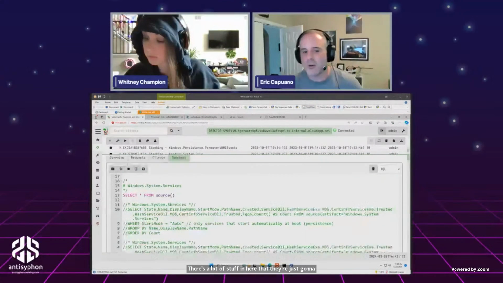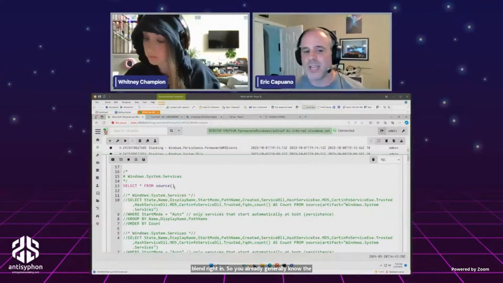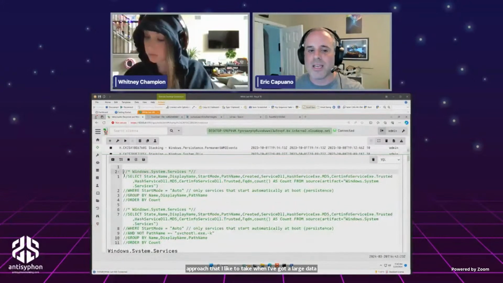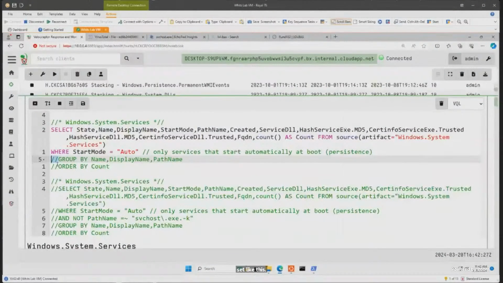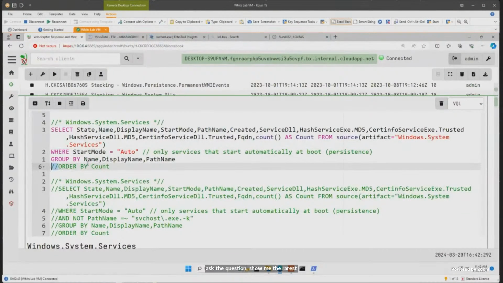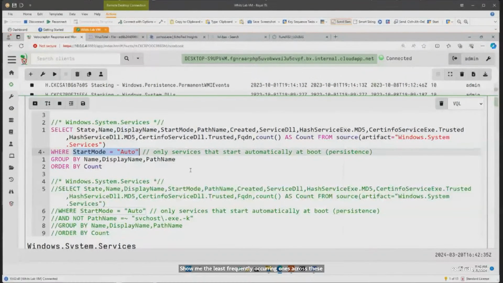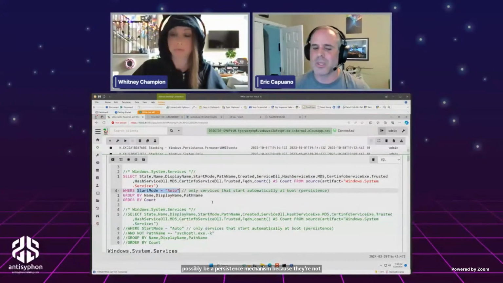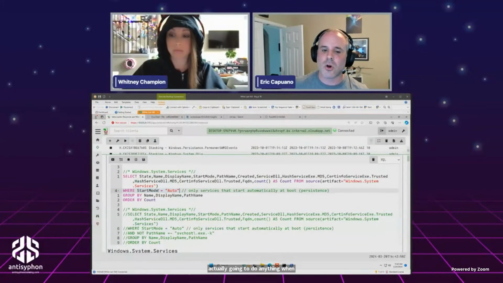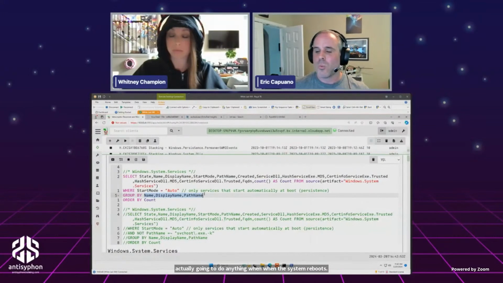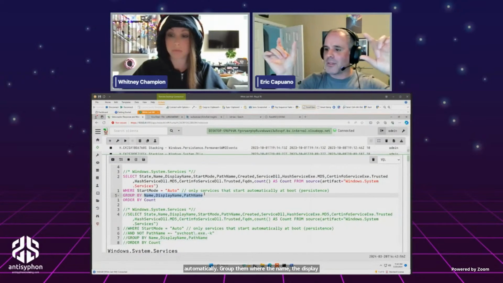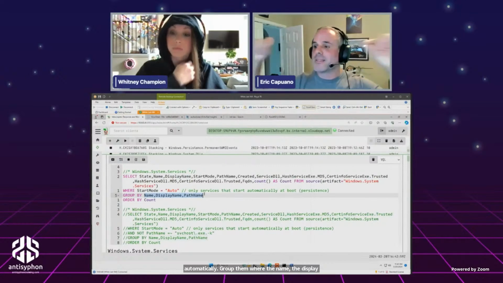So you already generally know the approach I like to take when I've got a large data set like this. One of the first things I'm going to do is ask the question of, show me the rarest ones. Show me the least frequently occurring ones across these 10 systems. Also, I only really care about the ones that are going to start automatically at boot, because there are a lot of services that are disabled. They're not even in use, which would mean they couldn't possibly be a persistence mechanism, because they're not actually going to do anything when the system reboots. So only show me the ones that are going to start automatically. Group them where the name, the display name, and the path to the binary are the same. Group them, stack them, and count them, right?